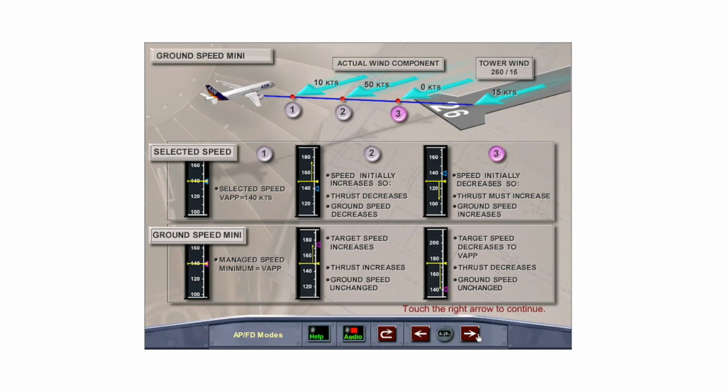The aircraft in selected speed initially has a speed reduction, so the thrust, which is already low, must increase to regain the lost speed. The aircraft flying ground speed mini, however, is on the safe side of the speed scale, with high aircraft inertia. The thrust, which is high, has to come back. So in ground speed mini, unlike a conventional aircraft, with an increase in headwind, the thrust increases, and with a decrease in headwind, thrust decreases.